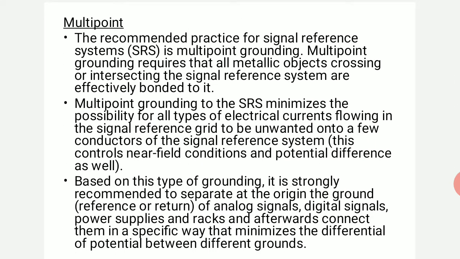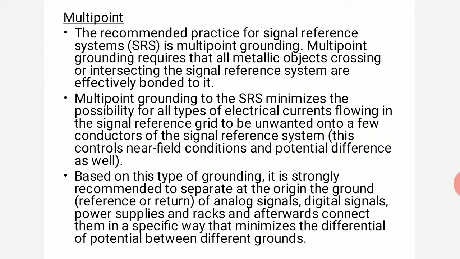Now, multi-point configuration. In case of signal reference systems, we generally do not use single point grounding. In this case, we use multi-point grounding systems. It requires that all the metallic objects crossing or intersecting the signal reference system are effectively bonded to it. This kind of grounding configuration minimizes the possibility for all types of electrical currents flowing in the signal reference grid to be unwanted onto a few conductors of the signal reference system.